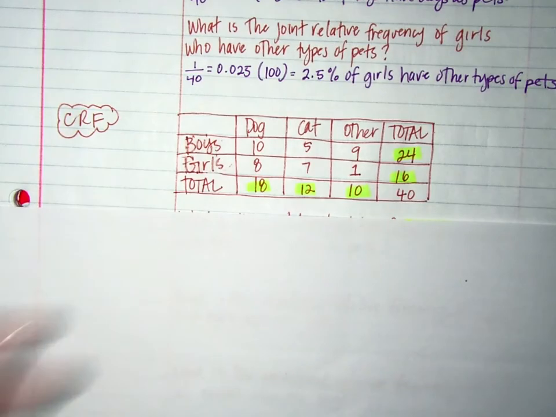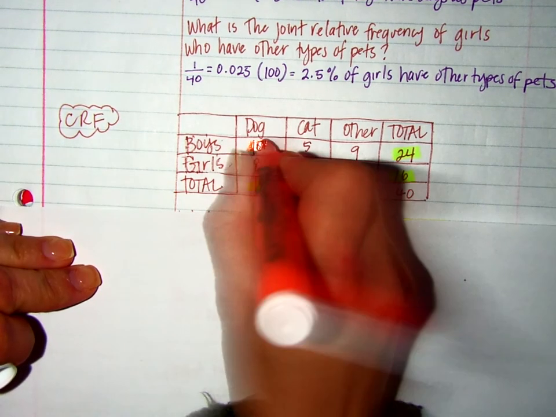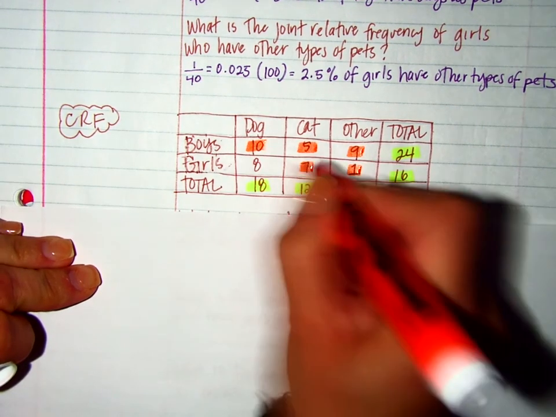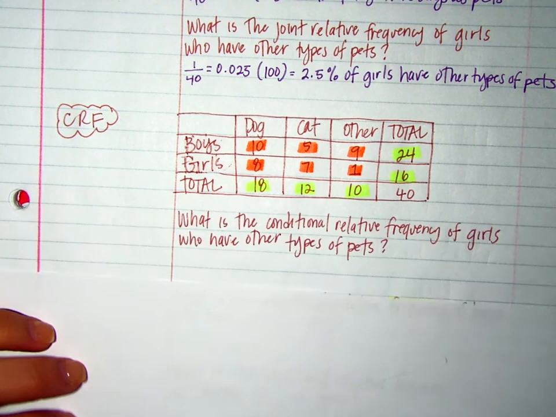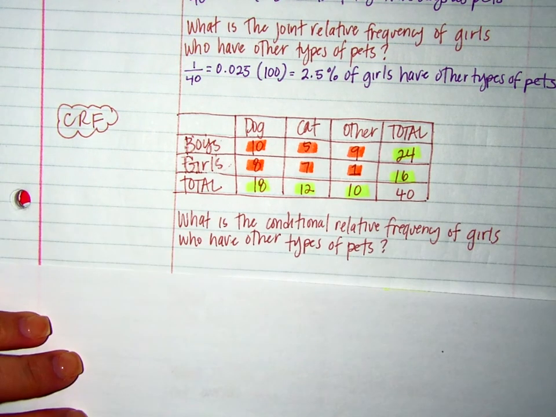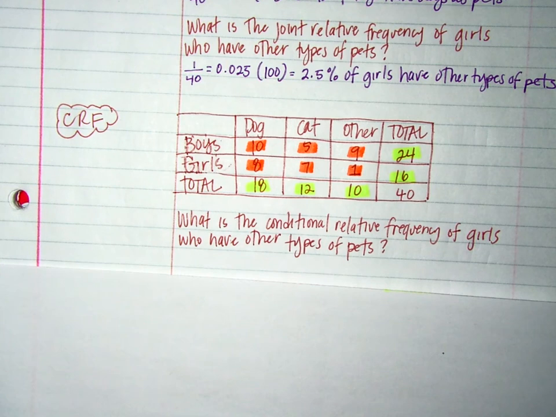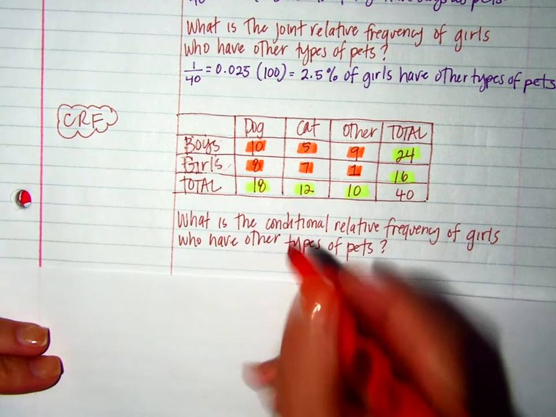So here we go. We're going to be looking at either one of these numbers in here for conditional, but our denominator, our total, can change depending on what is being mentioned, okay? So let's take a look at that first question. The first question is asking us, what is the conditional relative frequency of girls who have other types of pets, okay? Now this time we're talking about conditional, okay?